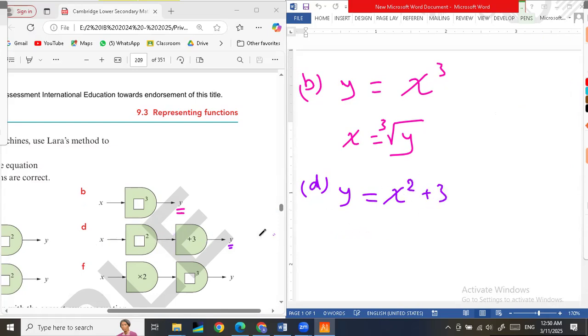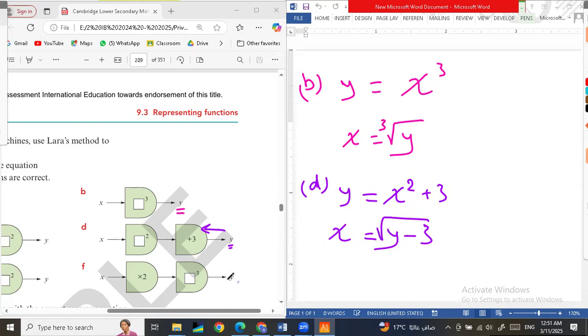What about the reverse? Reverse means I want x. So I start from y, but it is reverse, so opposite. Y, you minus from it 3, and the answer of everything, you square root it. So it's not square root of only y, not square root of only 3, it's square root of the answer. So I do y minus 3, and the answer is square rooted.